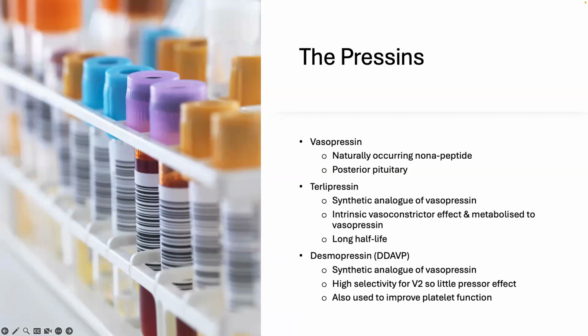And then desmopressin, which is also a synthetic analog of vasopressin, has very high selectivity for your V2 receptor. So it doesn't do much in terms of a pressure effect, and we know that it is useful in patients with platelet dysfunction by releasing von Willebrand's factor from your endothelium.